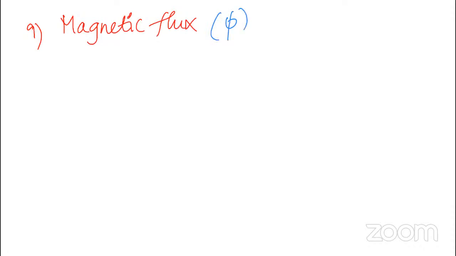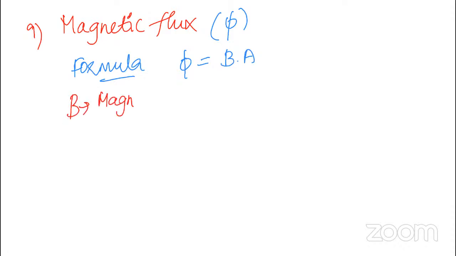Next, magnetic flux. Magnetic flux is also represented by the symbol phi. Now write the formula, that is phi is equal to B into A. Here B is nothing but magnetic field, and A is nothing but area.